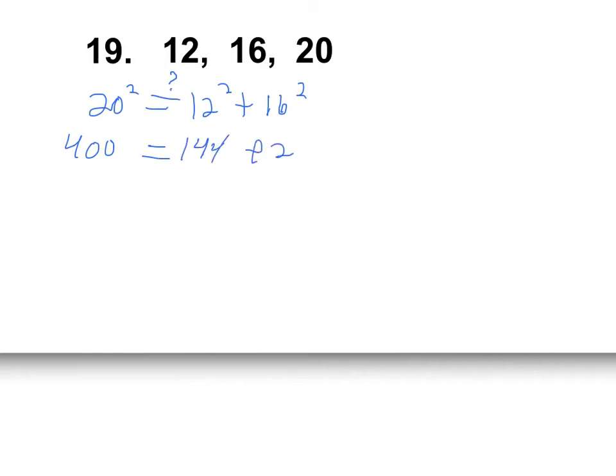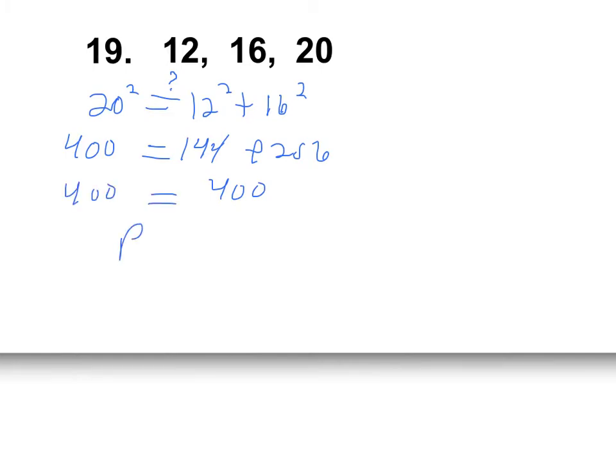Number 19: 12, 16, and 20. Okay, so the hypotenuse side goes by itself. The smaller sides get squared and added together. 12 squared is 144, 16 squared is 256. What's 144 plus 256? Hey, look at that. It's 400, exactly the same as the other side.